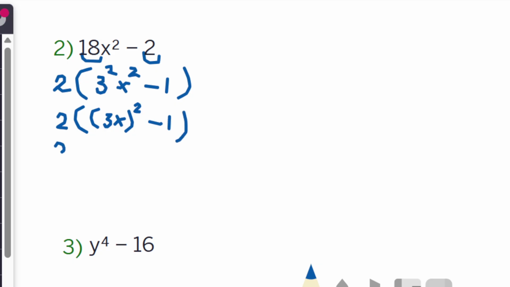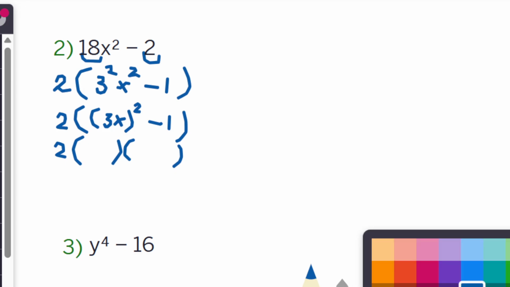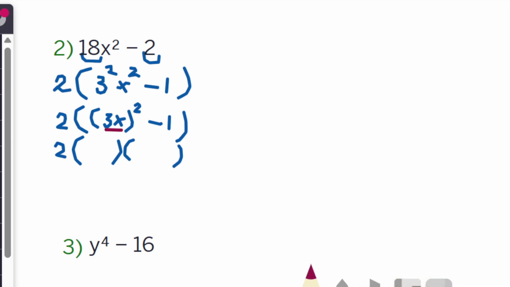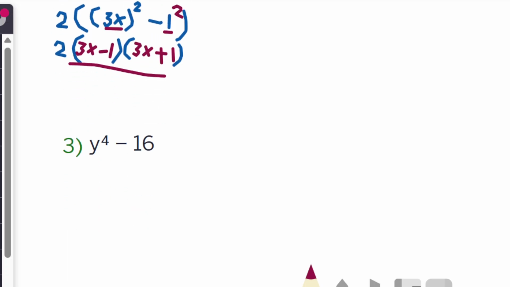Now, the 2 stays. If we look at this, it is a squared number minus a squared number, because 1 is 1 squared, isn't it? So how do we factorize? It's the first minus the second, the first plus the second. You finished.